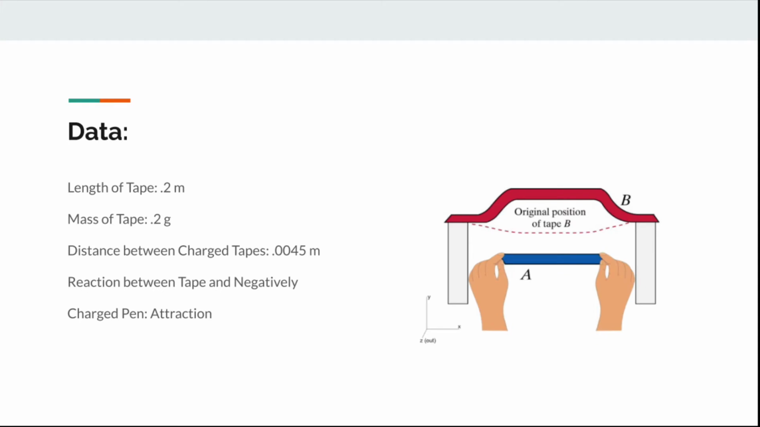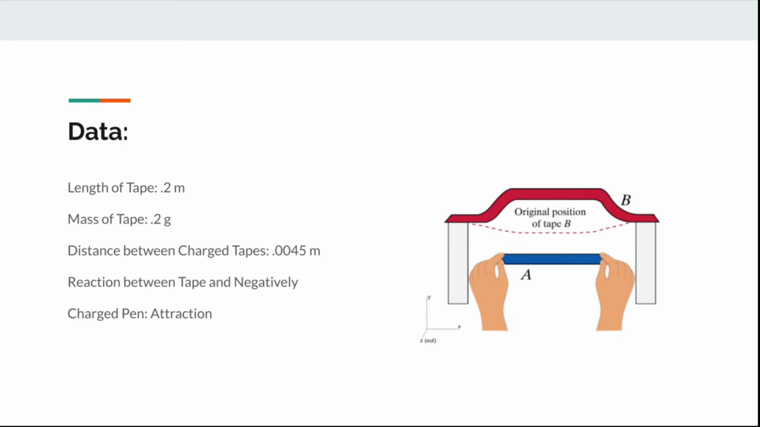After conducting this experiment, here's the data we got. We measured our tape to be about 0.2 meters, and we know the mass of the tape is approximately 1 gram per meter, so that makes the mass 0.2 grams. After charging the tapes and having them near each other like in this diagram, we got a distance of 0.45 centimeters between them, which comes to 4.5 times 10 to the negative third meters.